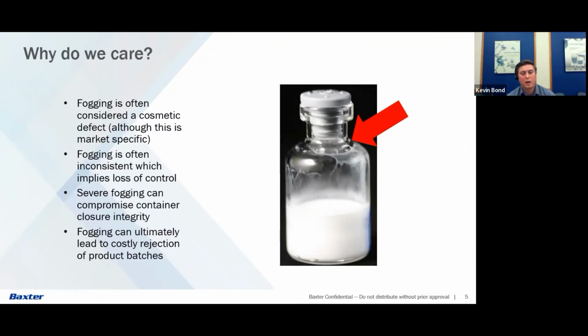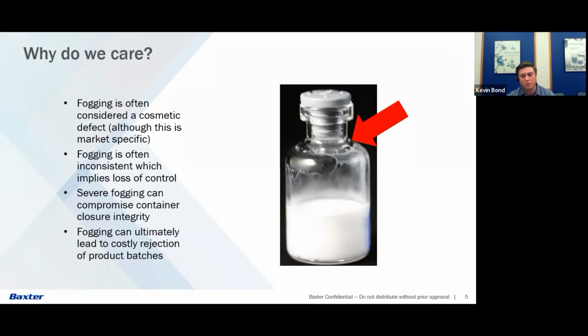Another reason that we care about vial fogging is if the dried product extends up above the shoulder and into the neck of the vial, like the example pictured here. This could raise concerns about container closure integrity and is a risk to sterility failure. In those cases, typically vials like that would be rejected during inspection just because of that risk associated with potential sterility failure.